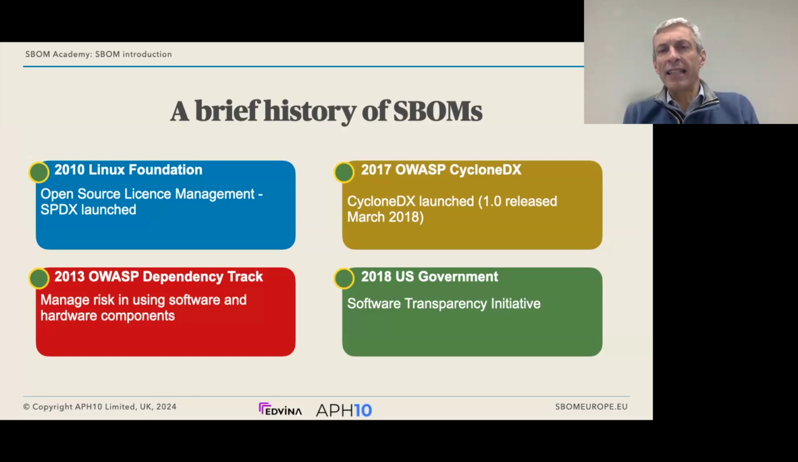And then in 2018, the US government started thinking more about the need to have greater transparency in terms of the way software is constructed. And that started a number of discussions that are continuing on to today in terms of how to make software more transparent so that we can understand the risk that may lie there.